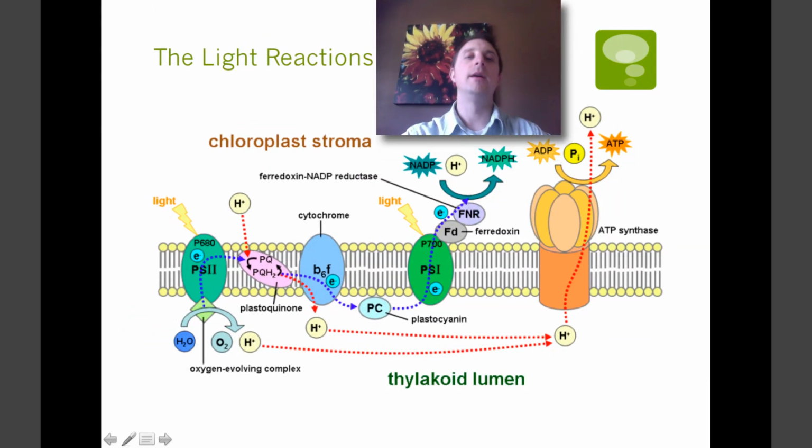All right, so here are the light reactions. Everything here, as I said, happens on the thylakoid. So this here is the thylakoid membrane, and all of these proteins are embedded into the thylakoid membrane. This is the inside of the thylakoid here, and this is outside in the stroma up here on this side. You can see the label here. So let's talk about what exactly happens.